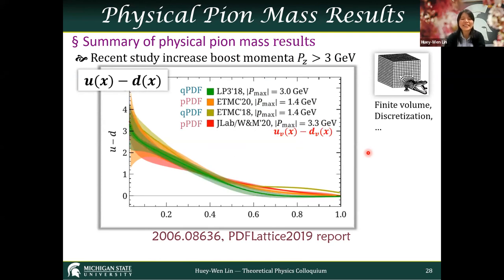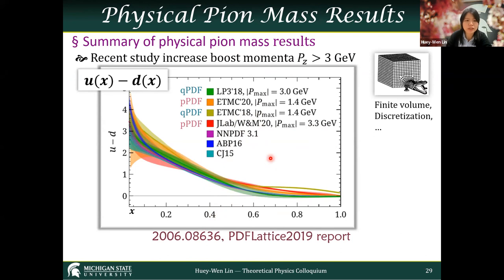Okay. Right. So here are the latest calculations, and here are just a few of the selected global PDFs that we picked at the time we wrote this report. They are in terms of the quark distributions, the difference between up quark and down quark, which is the most calculated one. So they are actually quite compatible, other than we still need to improve our errors. Most of the error here is systematic only, so we still need to improve on that.